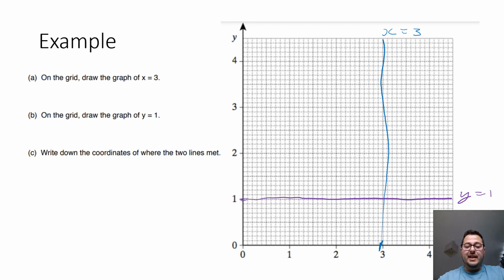And then part C says write down the coordinates where the two lines meet. Well, that's going to be here. And that's just going to be x is 3 and y is 1. So that is 3 and 1. And that's the answer. Okay, so a bit of a different one towards the end.